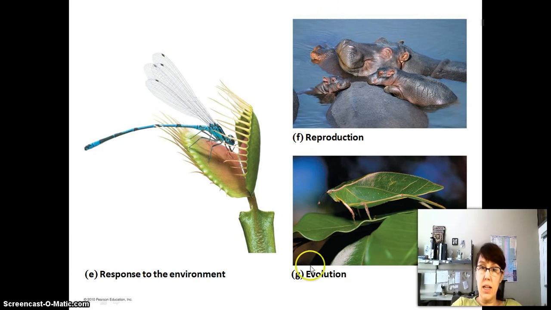Evolution is a central tenet of biology. So here we have a katydid, which is related to a grasshopper. If you can see it, it looks a little bit like a leaf, and it has evolved what we would refer to as camouflage coloration so that it can avoid being eaten by predators.